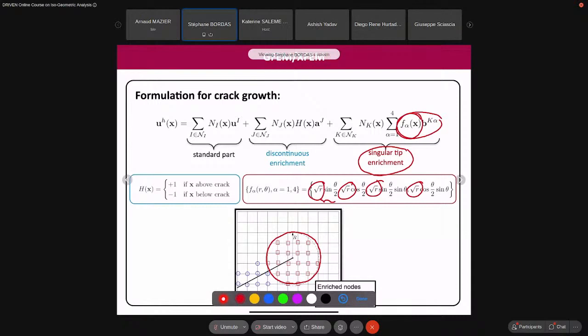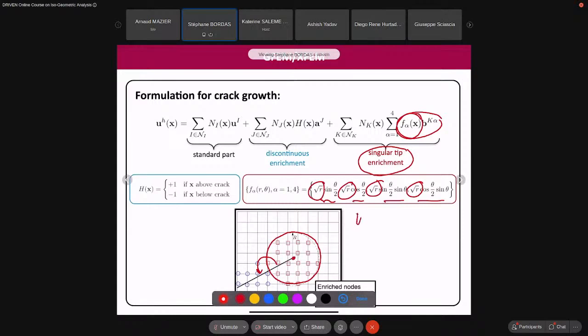The sine theta over 2 makes sure that you have a discontinuity across the crack faces, because when theta equals pi, you get sine pi over 2, and when theta equals minus pi, sine of minus pi over 2, which gives you a jump. So that's exactly what you want. And then you have these other trigonometric functions, which are in fact the span of the functions that will generate the first order asymptotic fields close to a crack tip.